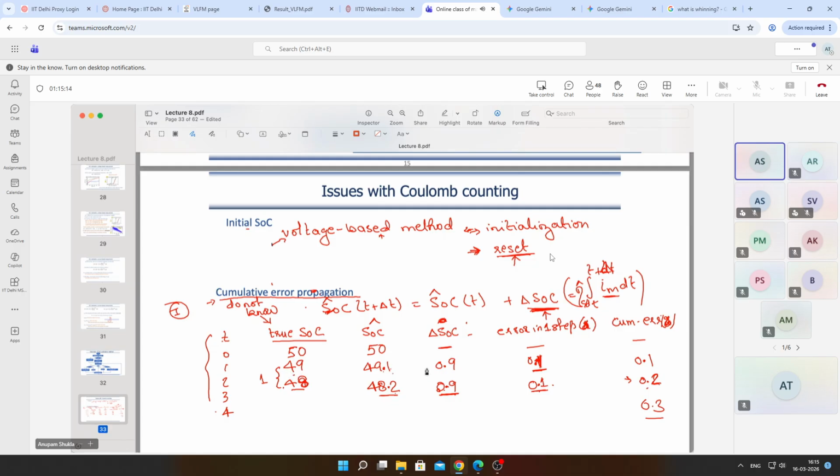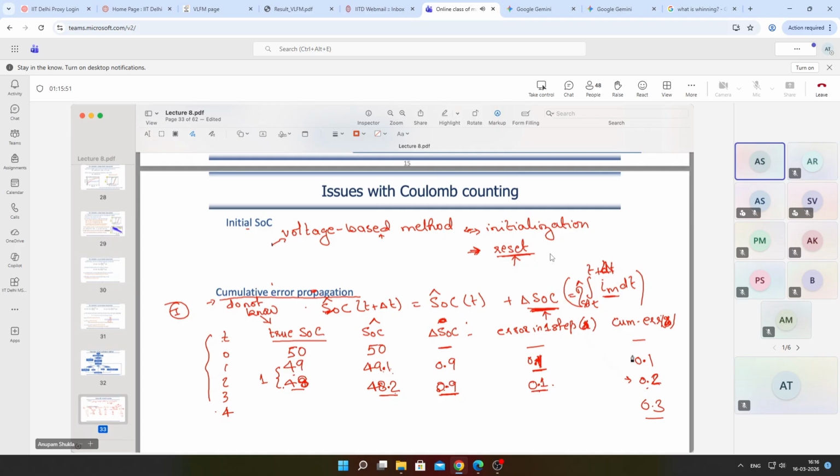So the delta SOC, the change in the SOC that the method gets, is 0.9. And the error introduced in this step, in going from time t equal to 0 to t equal to 1, is 0.1 percentage of SOC. And cumulative error basically keeps adding all the errors. So there was no error here, and 0.1% is added in this step. So the total error becomes 0.1 percentage.